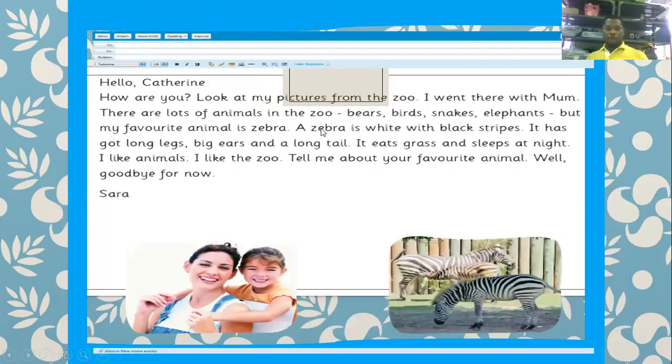And here we are going to read about Catherine. Catherine is writing to her friend Sarah about the zebra.